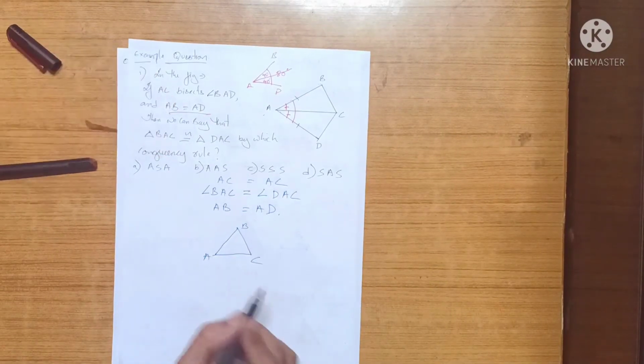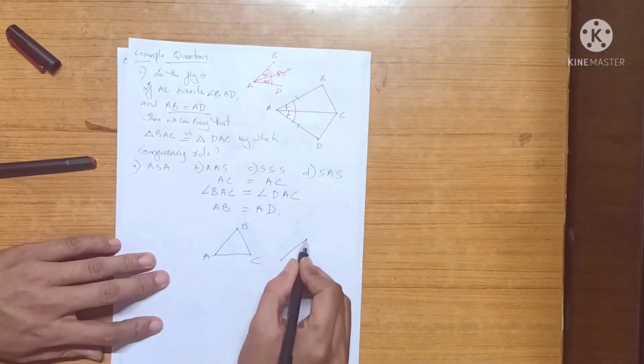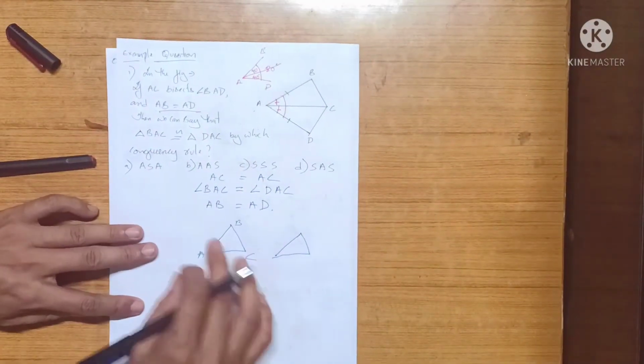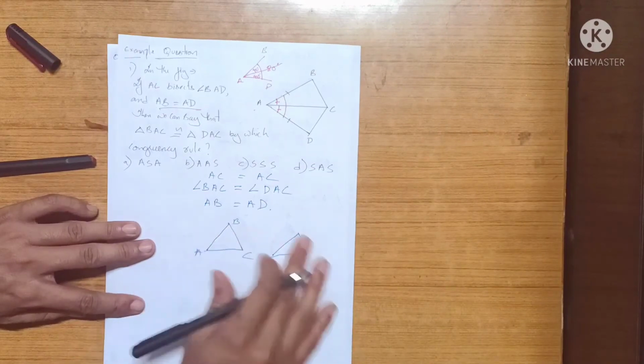A, B, C. And while I'm drawing this one here, I'll flip this and draw it here, so that we can write the names properly. This part is not necessary.